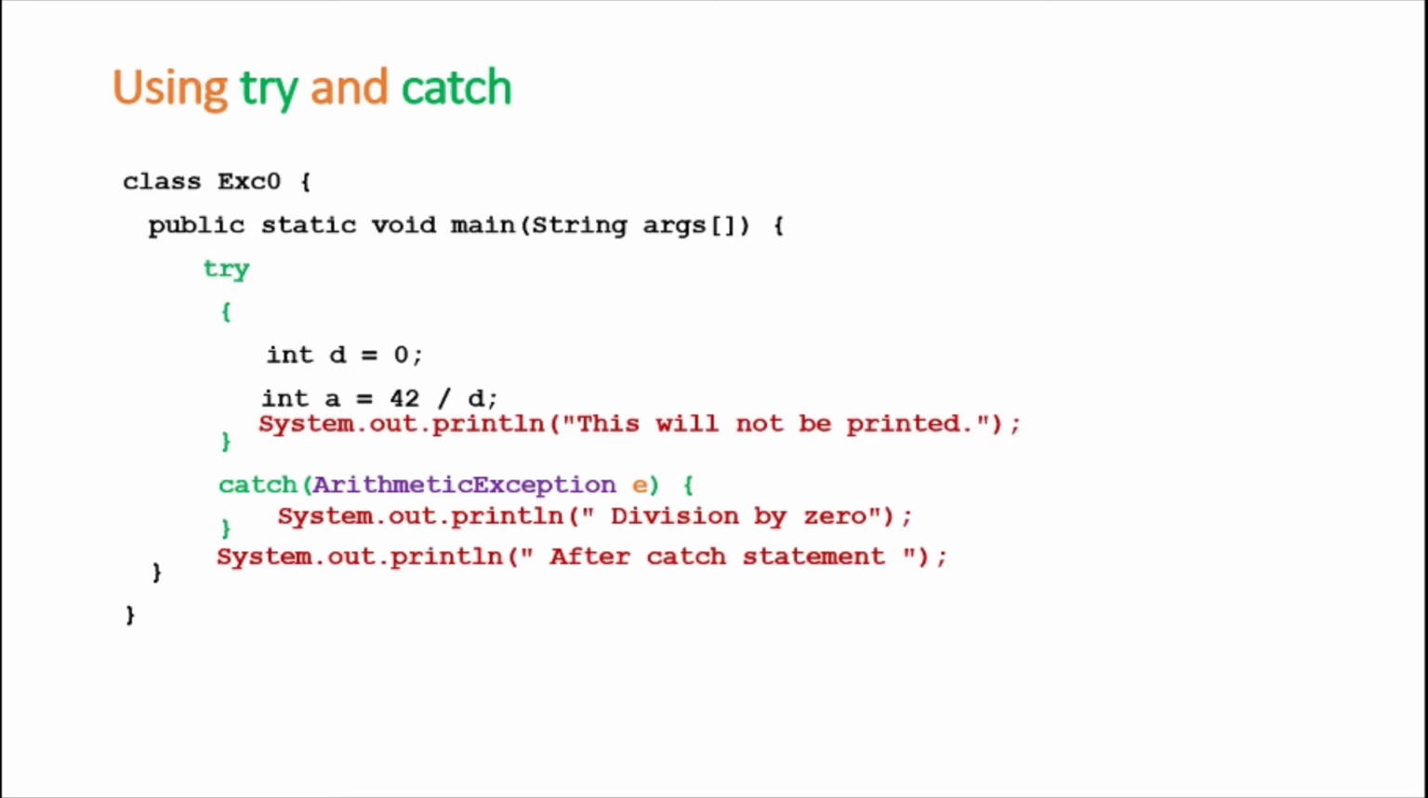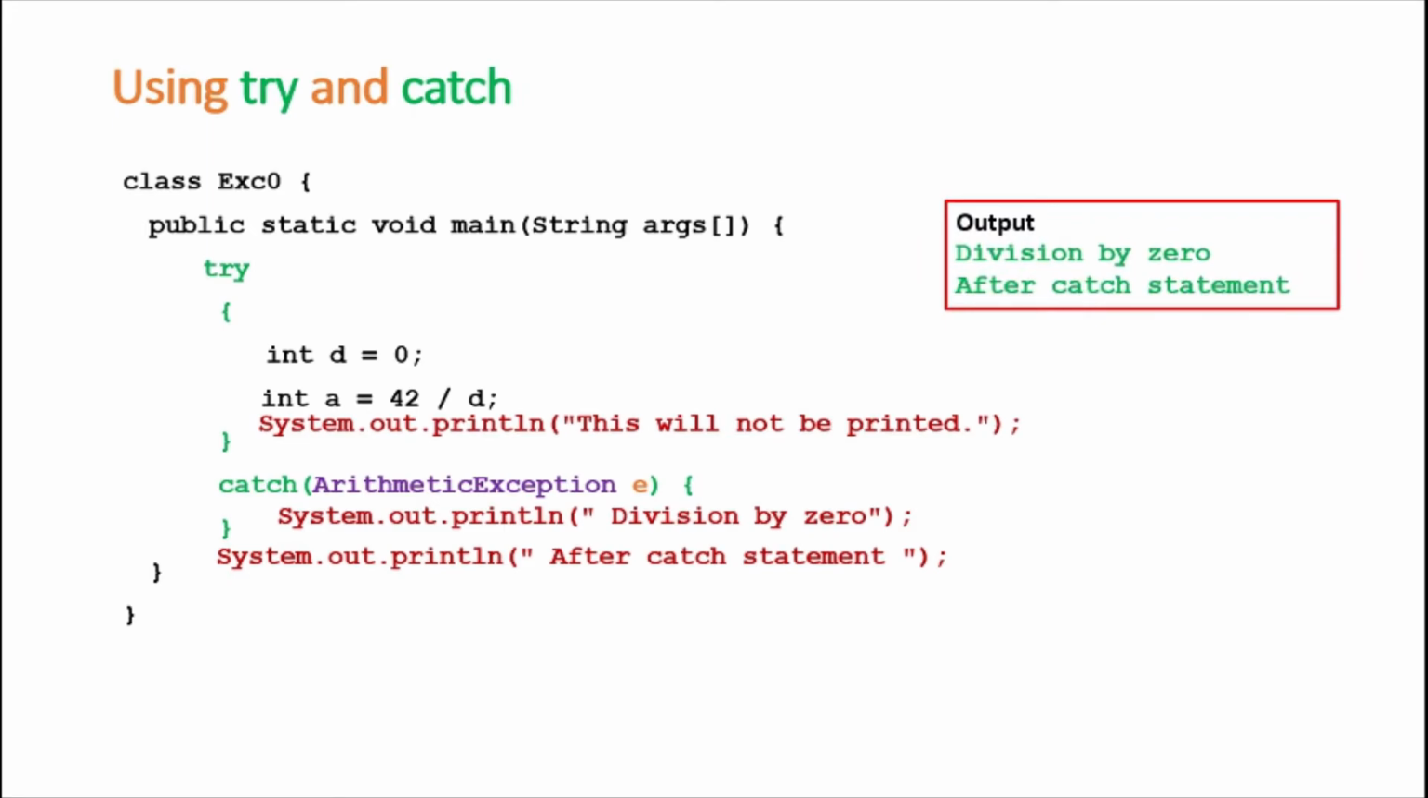One System.out.println statement I have added inside the try block, after the statement int a = 42 / d. Next, a System.out.println statement I have added inside the catch block, and then one after the catch block. Now, if I run the program, we get the following output. In this output, ArithmeticException is not displayed. Can you tell why?